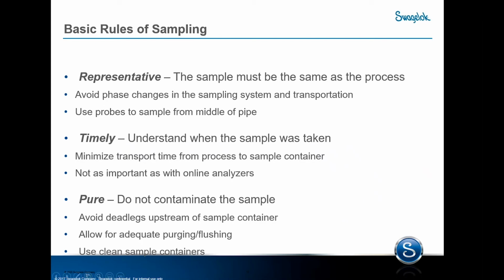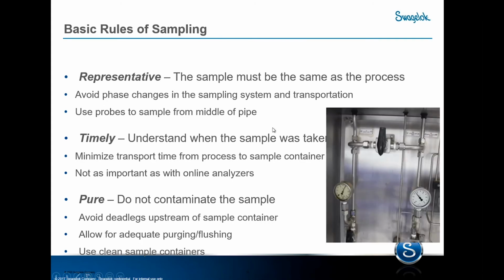Purity is also a concern. Dead legs are a major source of contamination that we can avoid. See the system shown here in the picture. So in this system, the inlet is at the top left and the sample is flowing to a sample container off the bottom of the screen. However, this system has 2 dead legs. And a dead leg is defined as an area of no flow that can contaminate the sample flowing by.